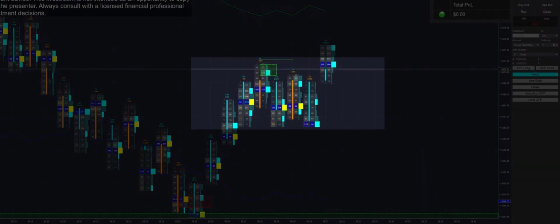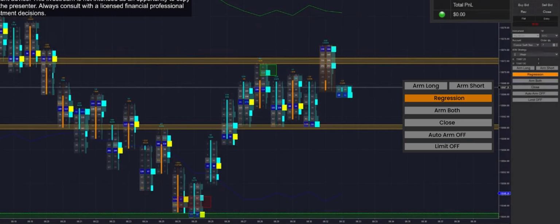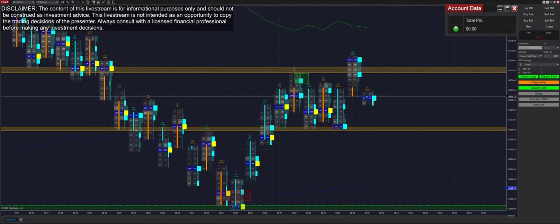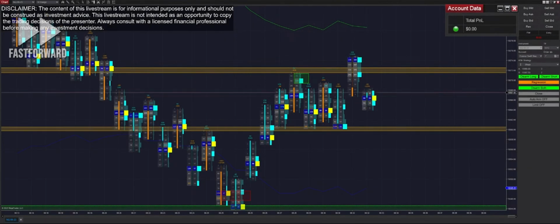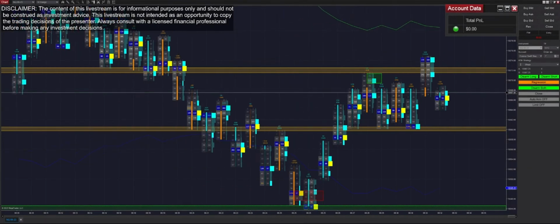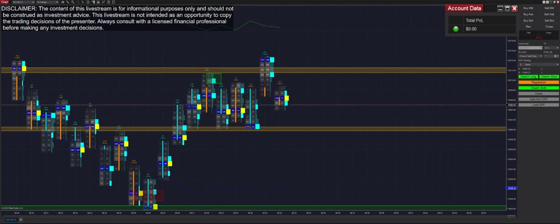We do have a pretty easy range right here with a very good amount of chop. We're gonna put it into regression mode and arm it in both directions there. So we're just gonna be waiting and seeing what we can do with that. And if it exits this range, we're obviously going to be putting it into trend mode. Market's not moving super fast today, so we might have to wait some time for us to get into a trade.